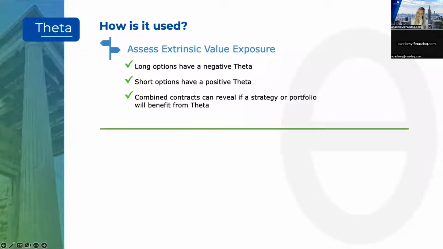So how would we use this? One, I hope you gathered this, is to assess my extrinsic value exposure. I know that long options have negative theta, which means time value depletion hurts me. That's all that means. Short options have positive theta, so daily time decay helps me. And my combined contracts can tell me if I have positive or negative time exposure. It is as simple as that.